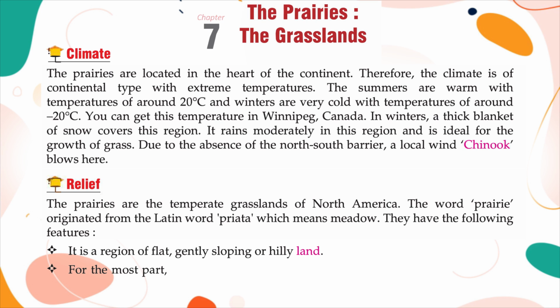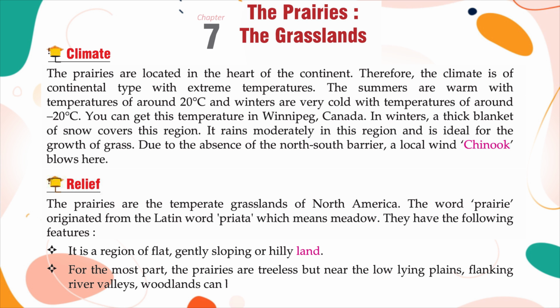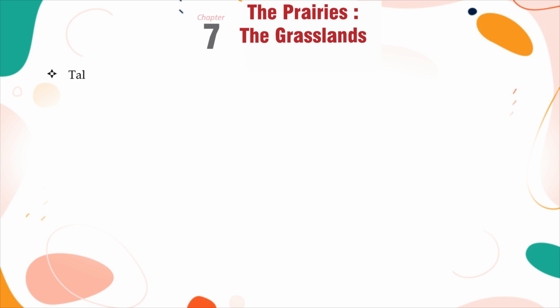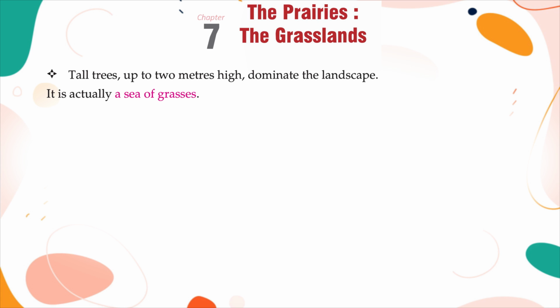For the most part, the prairies are treeless, but near the low-lying plains flanking river valleys, woodlands can be found. Tall grasses up to 2 meters high dominate the landscape. It is actually a sea of grasses.